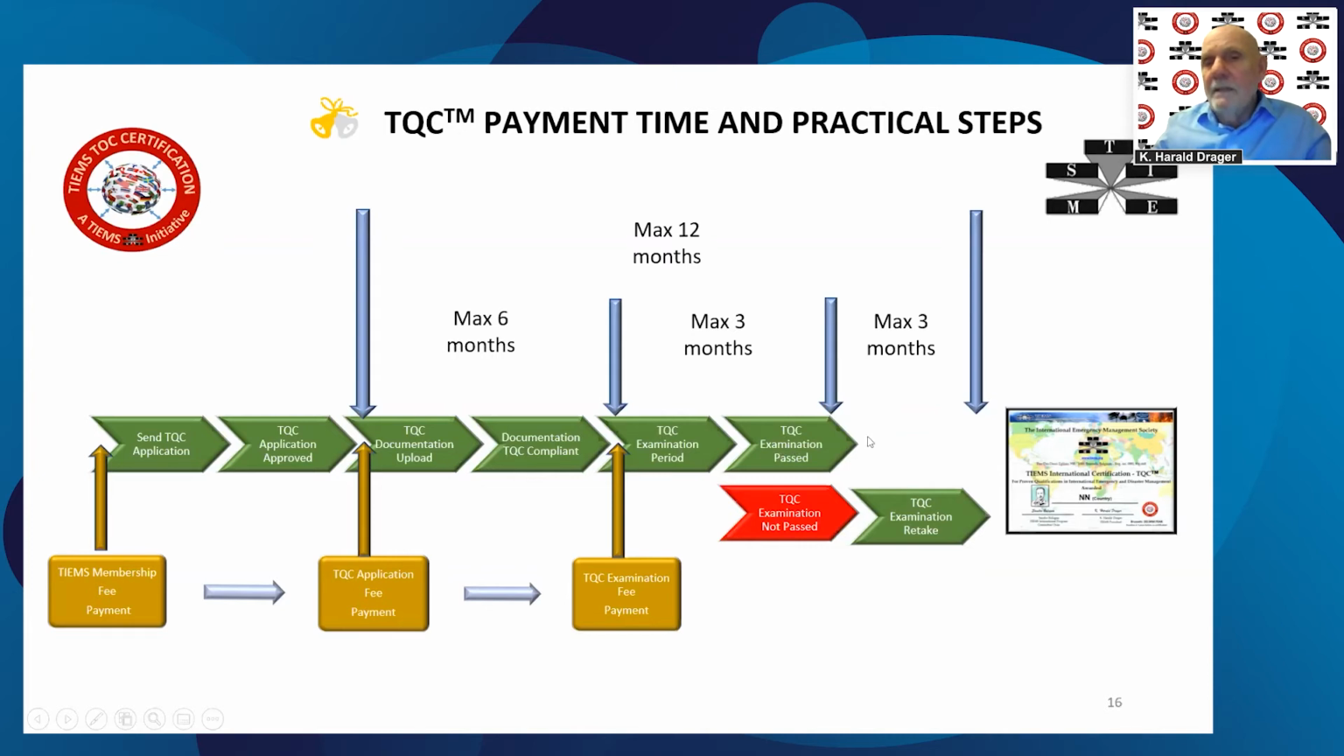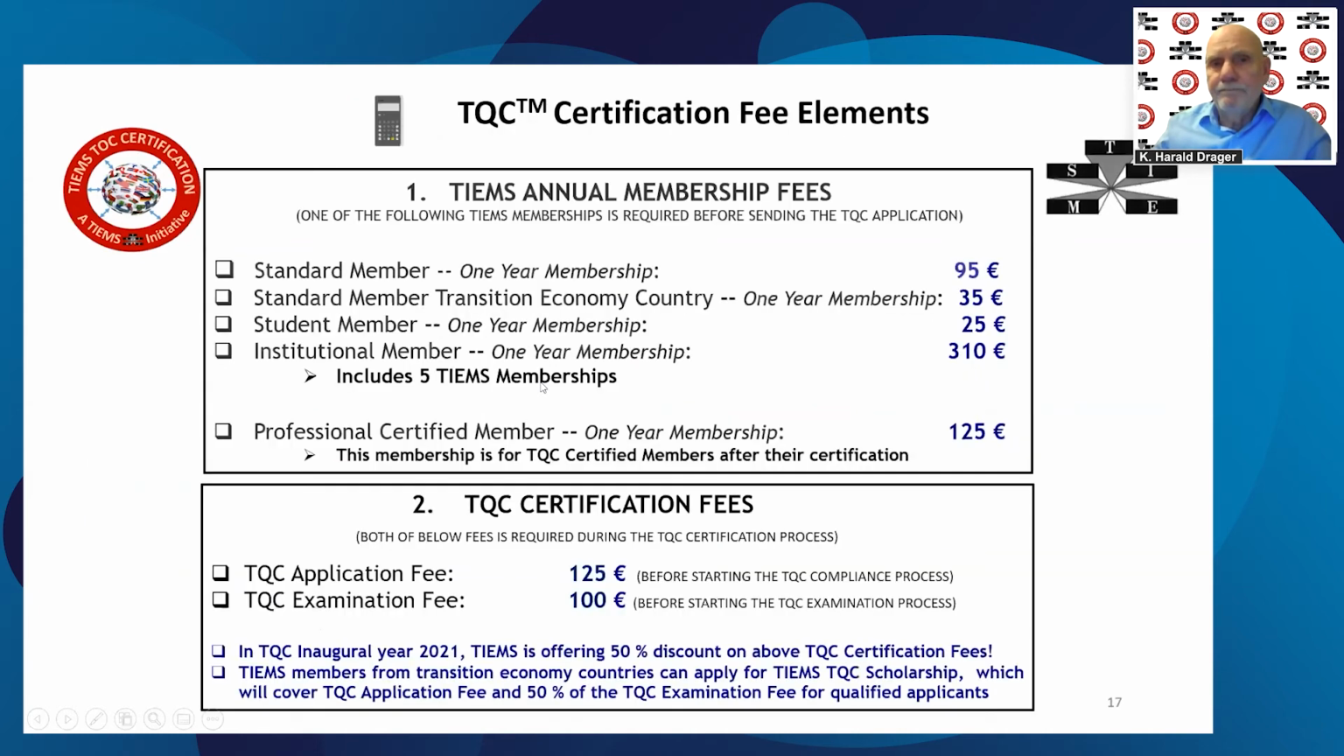If the candidate passes the examination, he will be certified. If he does not pass the examination on the first trial, he will get another trial within the next 3 months. So altogether, the candidate has 12 months to perform the whole process. There is nothing against doing it faster, but we give the candidates up to 12 months to do this in a proper way. So here are the different fees that are involved.